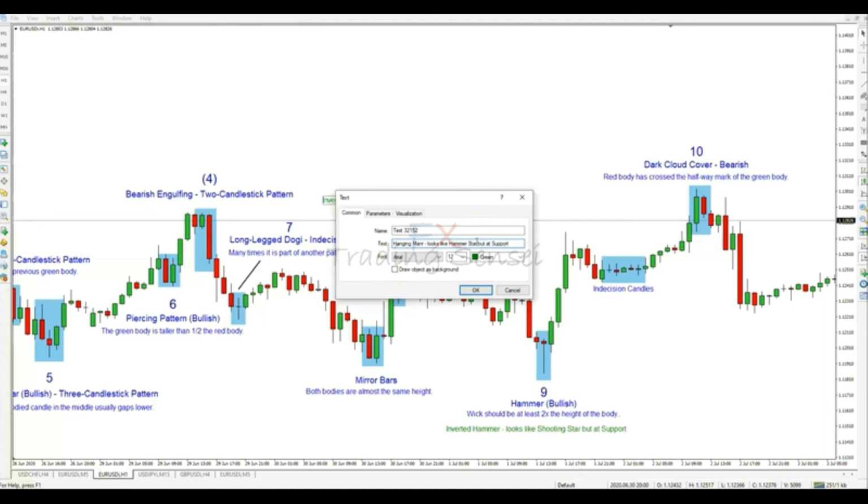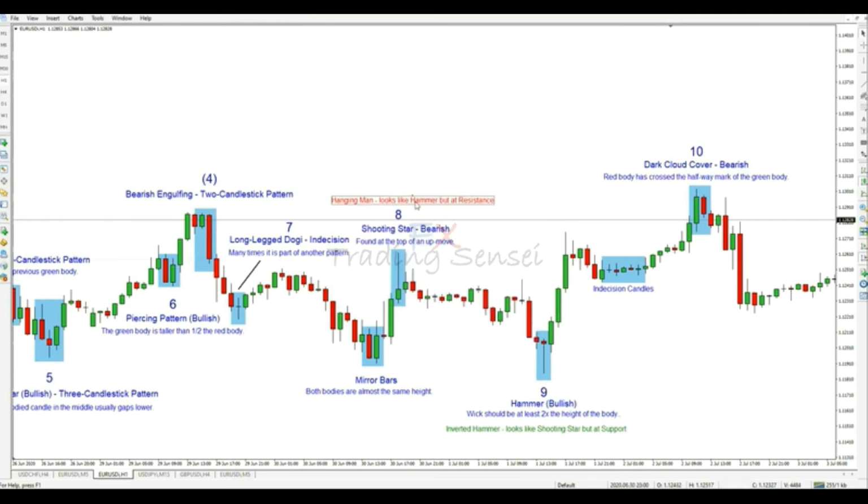So those candlesticks you really need to pay attention to because they come in very, very often in the chart. And when you see them, they usually give very clear indications of where price is heading next. So we have the hanging man. Looks like the hammer, but at resistance. And it's bearish, which is why I've colored it red. So the hanging man looks like a hammer, but it's found at resistance at the top of a run. And when you see it, it's usually a sign that the price is getting ready to go lower.